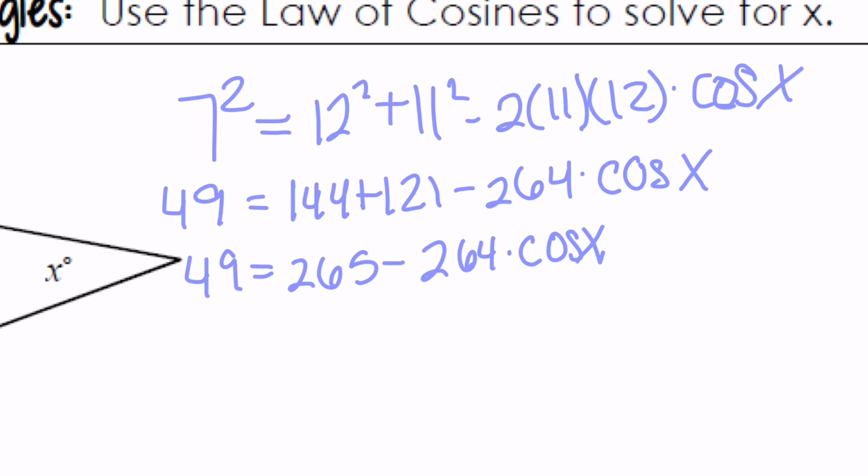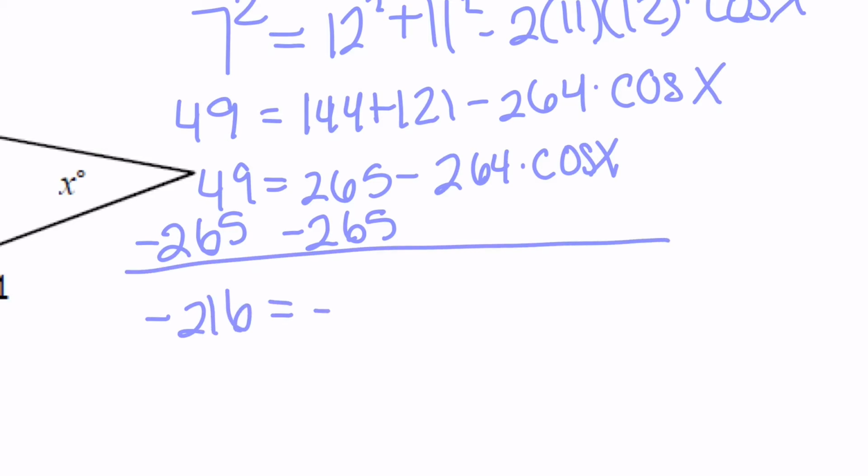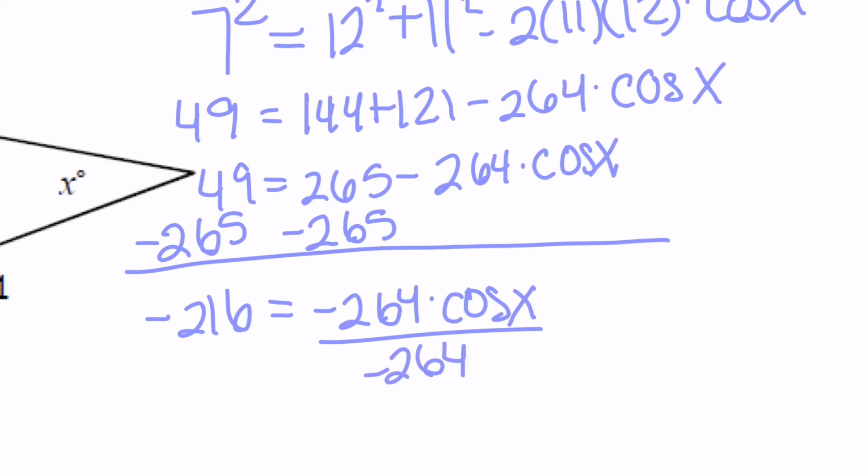But now I can start solving for x, which means I'm trying to get cosine of x by itself first. So in order to do that, I have to move this 265 over first. I have to take both sides, minus 265. Okay, so I end up with negative 216 equals, I can draw a line here, negative 264 times the cosine of x. Pay attention, that minus sign sticks with that 264. Okay. Now, I keep going. I divide both sides by negative 264.